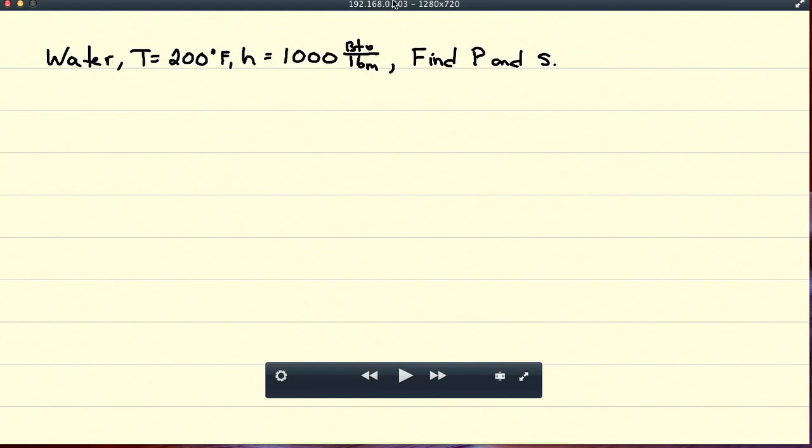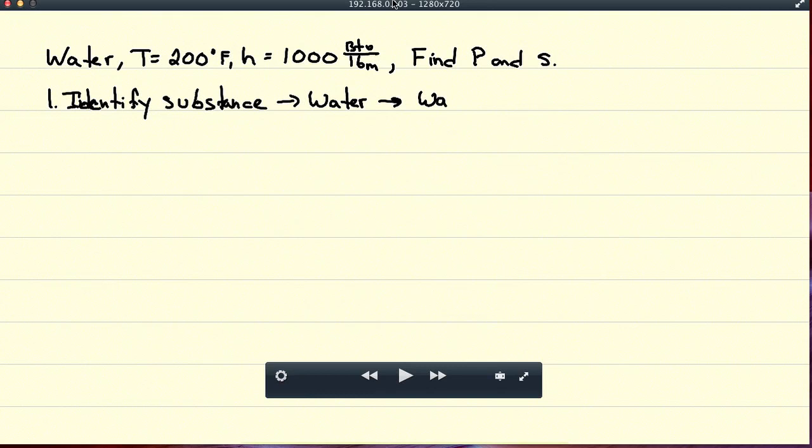The first thing that we want to do is to identify the substance. Again, this one is straightforward. Our substance is water, and so we're going to be using our water tables.